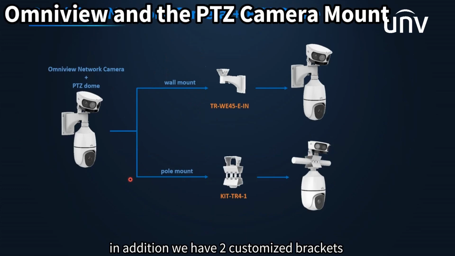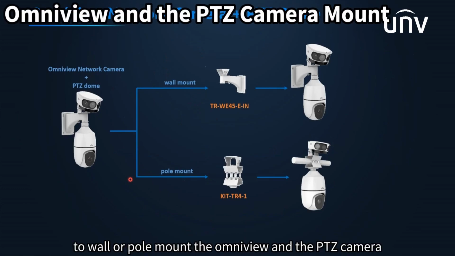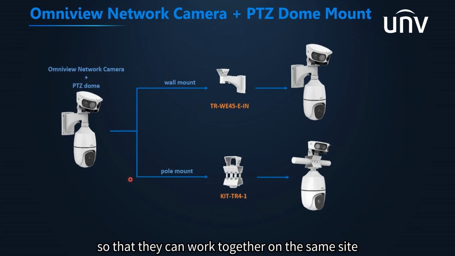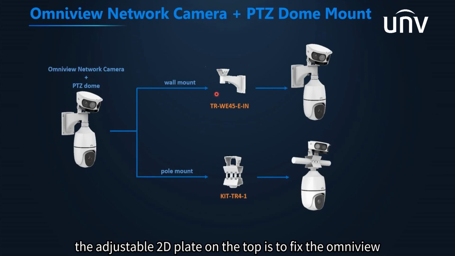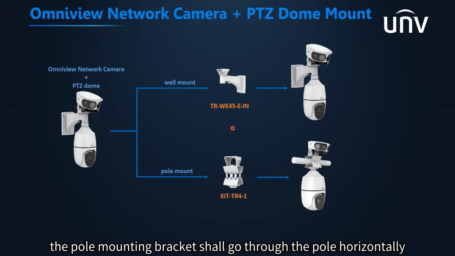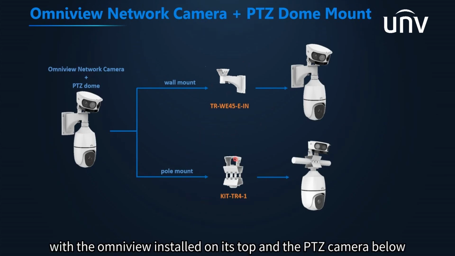In addition, we have 2 customized brackets to wall or pole mount the OmniView and the PTZ camera so that they can work together on the same site. For the wall mounting bracket, the adjustable 2D plate on the top is to fix the OmniView, and the PTZ camera is installed below. The pole mounting bracket shall go through the pole horizontally with the OmniView installed on its top and the PTZ camera below.